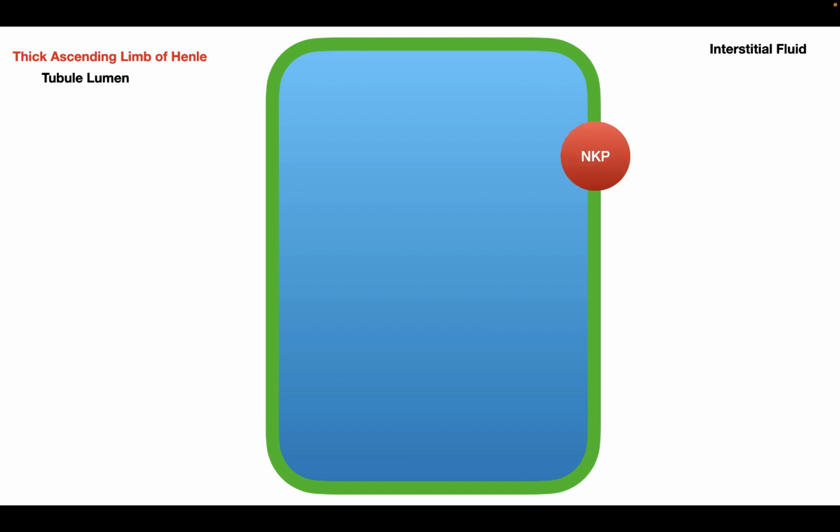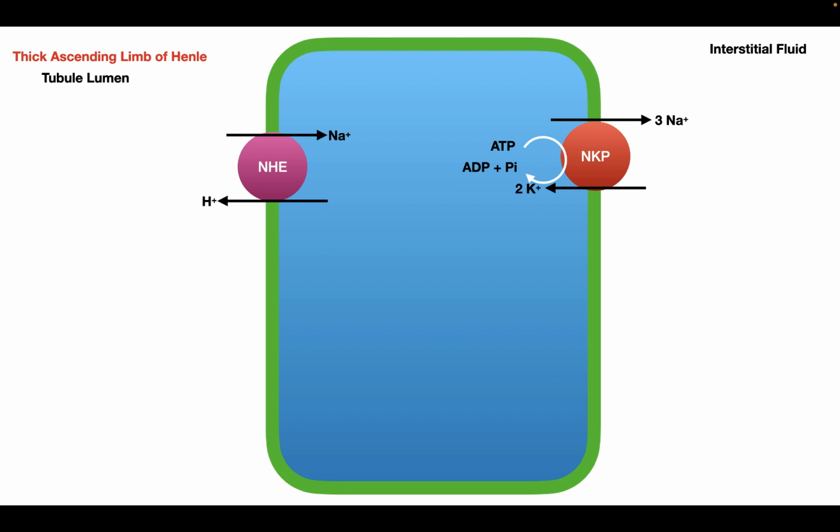The sodium-potassium pump moves 3 sodiums out of the cell and 2 potassiums into the cell by using the energy released by ATP hydrolysis. So the sodium-potassium pump establishes an electrochemical gradient for sodium, and this is going to be used by the sodium-hydrogen exchanger. The sodium-hydrogen exchanger exchanges 1 sodium for 1 hydronium ion. The hydronium ion moves in the tubule lumen, and once it's in the tubule lumen, it can combine with bicarbonate. And when they combine, they form carbonic acid.